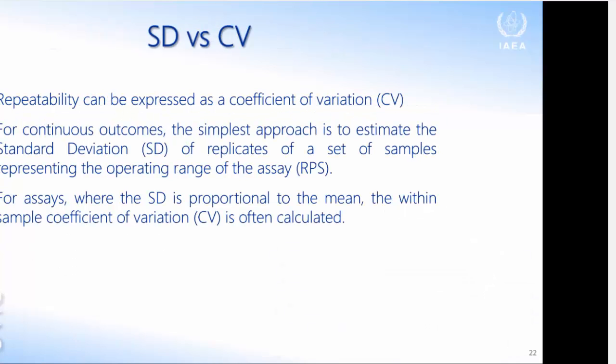So repeatability can be expressed as a coefficient of variation. Usually it's expressed with this value. For continuous outcomes, the simplest approach is to estimate the standard deviation of the replicates of a set of samples representing the operating range of the assay, as we previously discussed. For assays where the standard deviation is proportional to the mean, the within-sample coefficient of variation is often calculated.